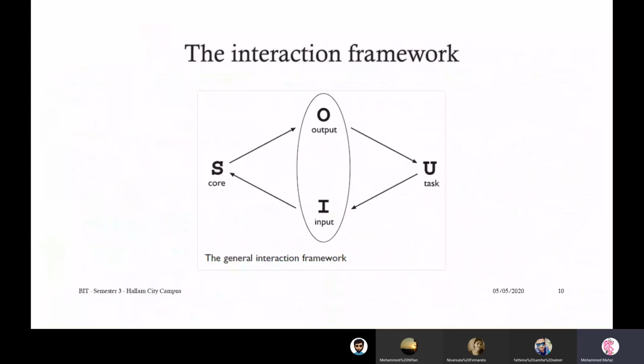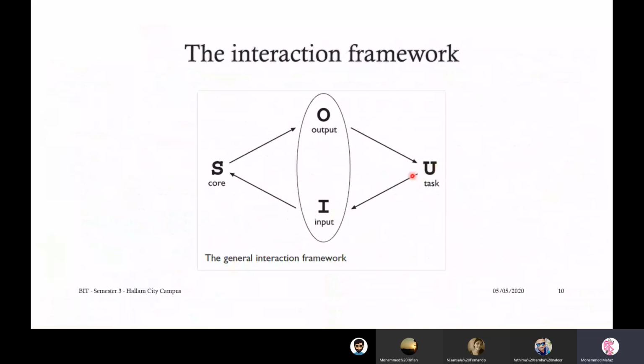Okay, so the interaction framework from another angle. Now we learned the 7-step process of interaction through Don Norman's model. This is another one. It's the same thing explained from another angle, right? So you have the system, and you have the user on this side.